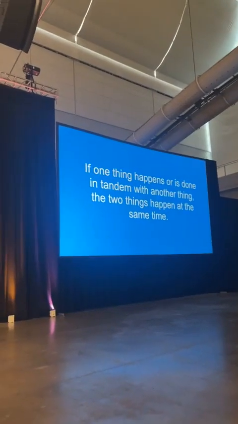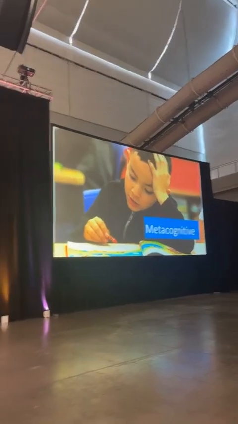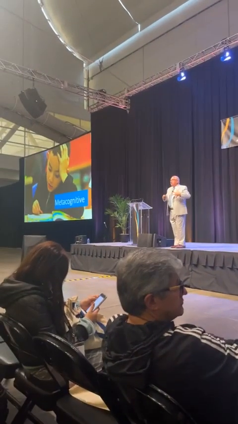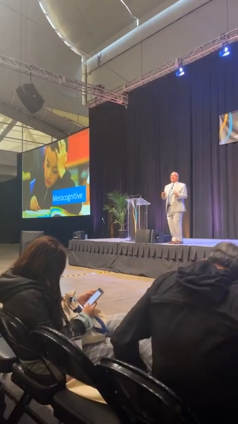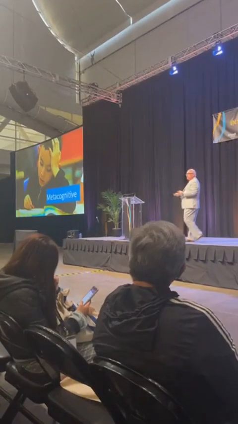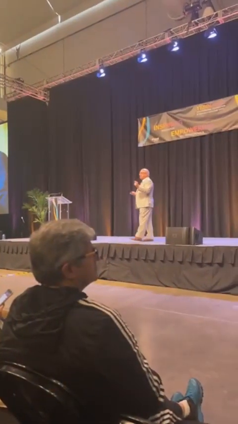If one thing happens or is done in tandem with another thing, the two things happen at the same time. For that to happen, I need to be able to be metacognitive. For this suggestion that I'm sharing with you today, I'm suggesting this works in tandem: English acquisition with content standards. They've got to be metacognitive. They've got to be metalinguistic. They have to have routines mastered.